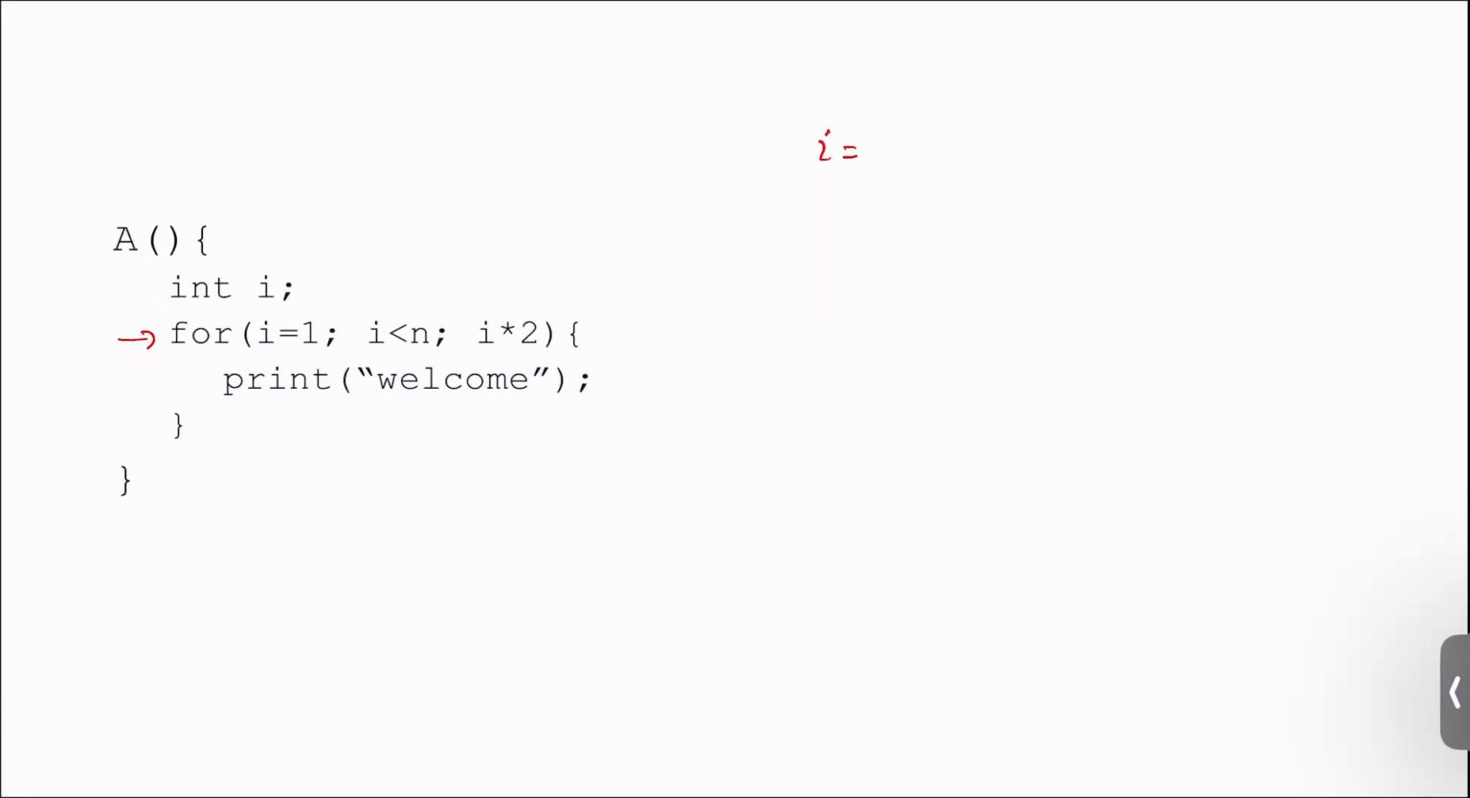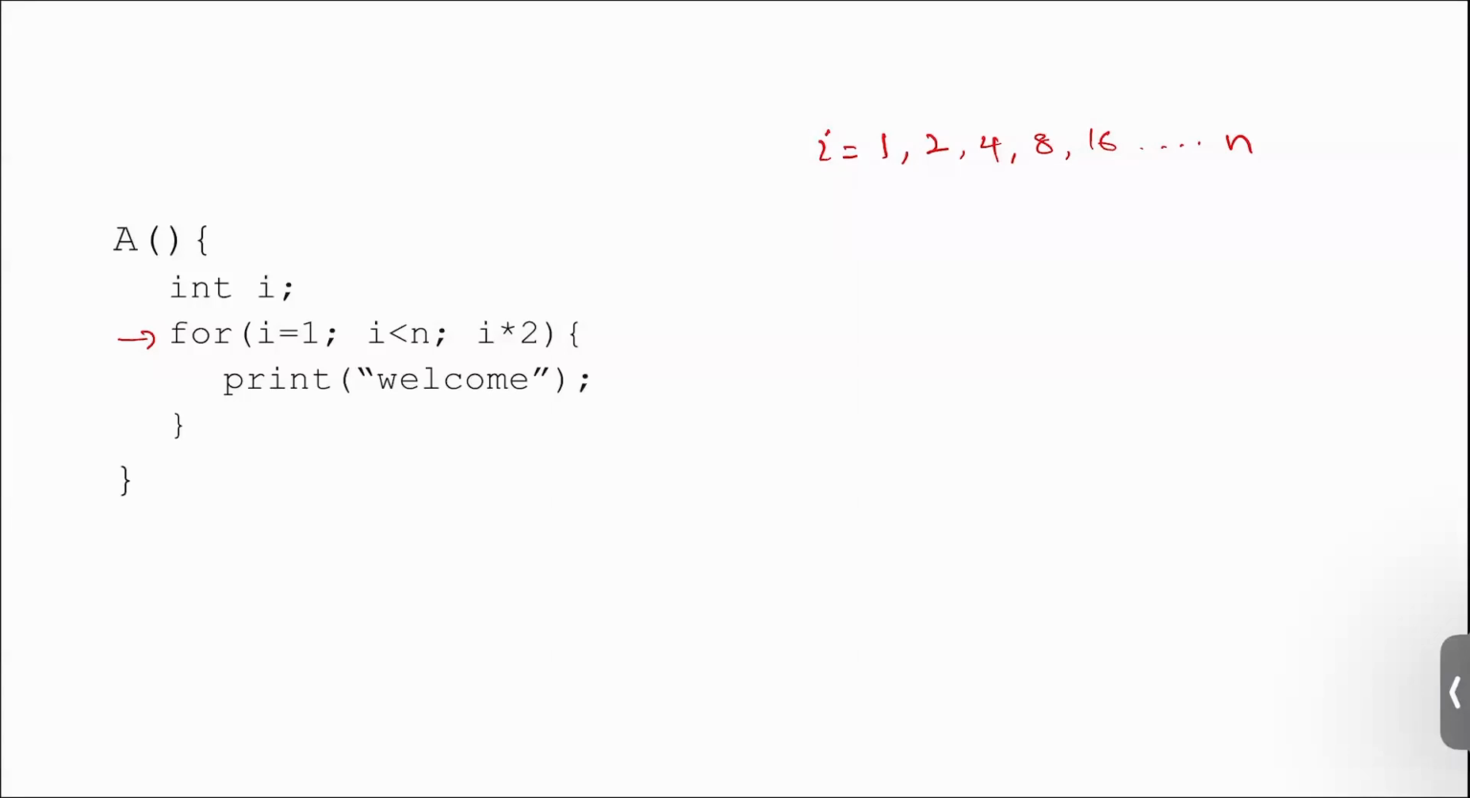First of all, I will start from 1. Then I will be multiplied with 2, I will become 2. Then I will multiply with 2, which will become 4. Then I will multiply with 2, will become 8. Then I will multiply with 2, will become 16. So on up to n, right?